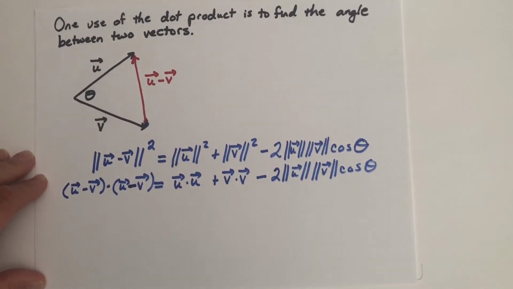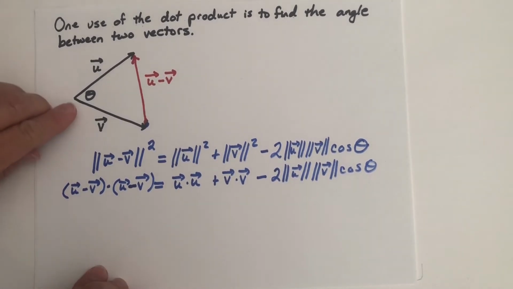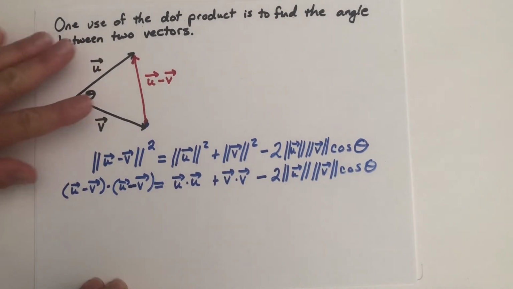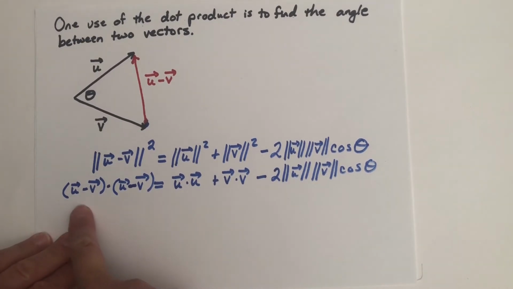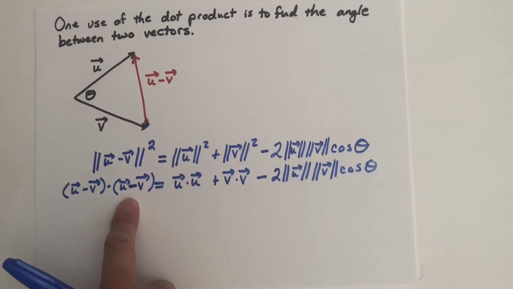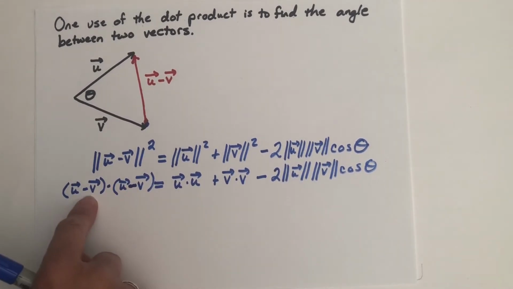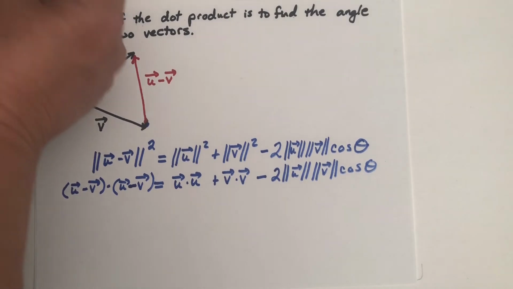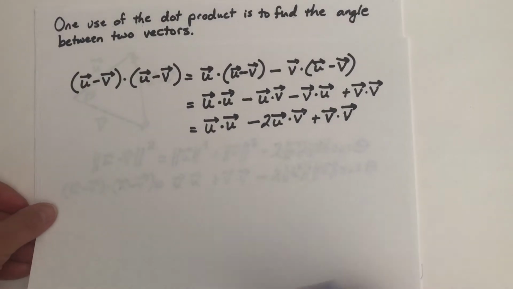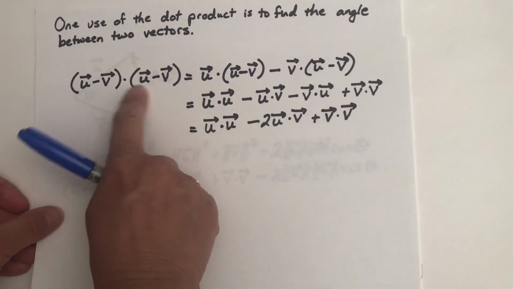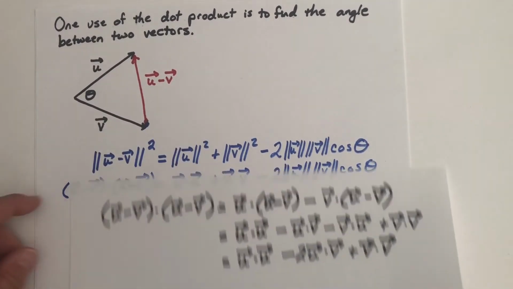Let me remind you what we're trying to find. We're trying to find a formula that will allow us to find theta easily if we know two vectors. So now let's keep going. I want to talk about this dot product right here. I want to figure out what this is, and I've already written it out for you. So let's look at this, because this is what we need. We need u minus v dot u minus v. Notice that's what this is.